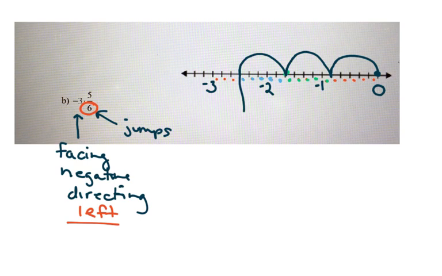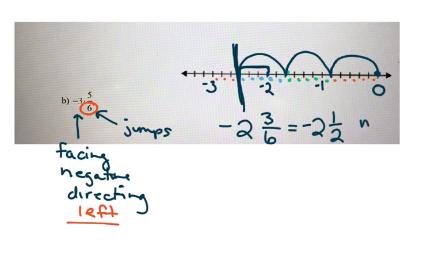And where are we? We are between -2 and -3. How far towards -3 are we? We are 3/6 of the way towards -3. Now, if you take a look, we could also say that we are halfway towards -3. So we have -2 and 3/6, or -2 and 1/2. Those are our mixed solutions.